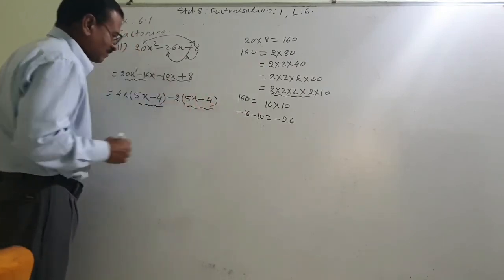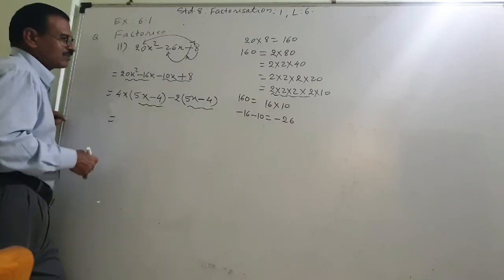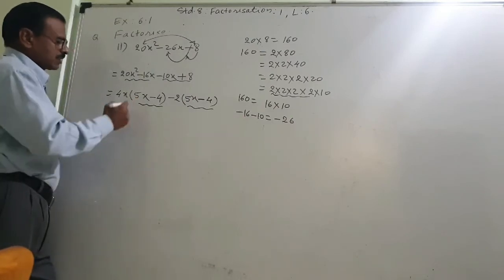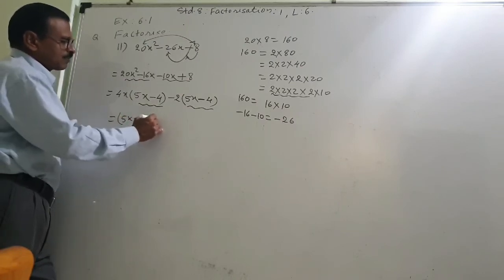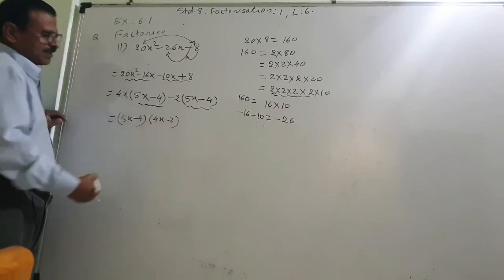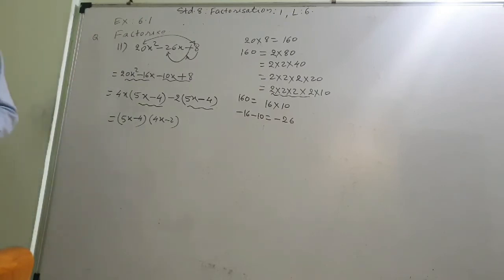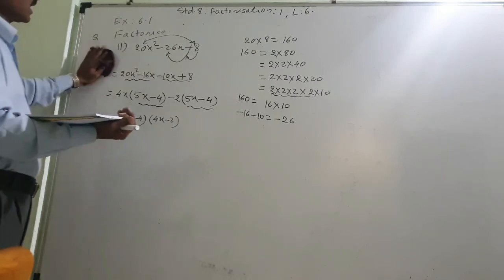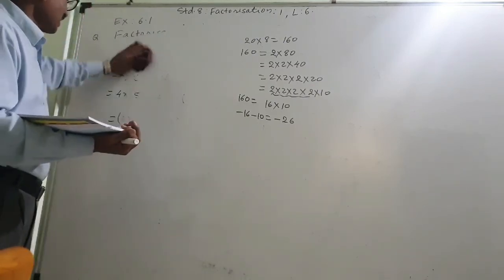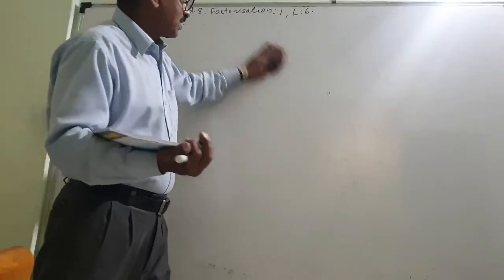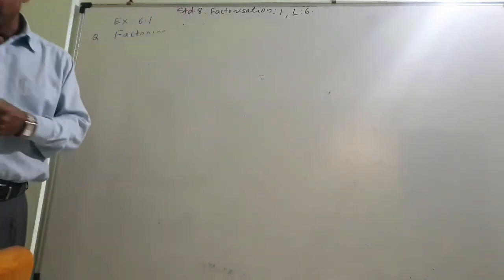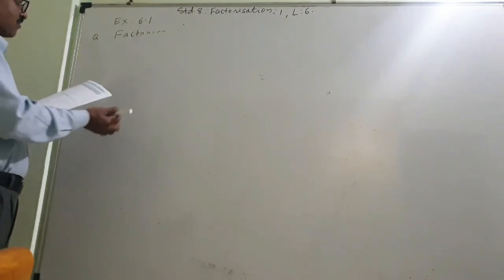If the brackets are coming same, then we are correct. Otherwise, we are wrong somewhere. So take this 5x minus 4 into one bracket and 4x minus 2 into another bracket. So hope that you have understood this. So I will drop this and take the last sum of this exercise, and here I will complete this exercise 6.1. So number 12.